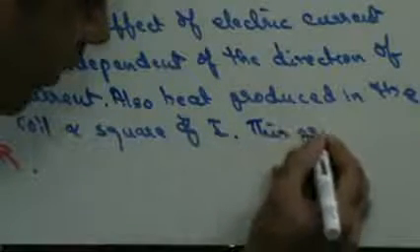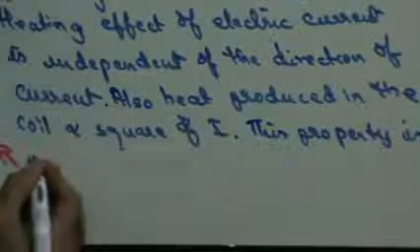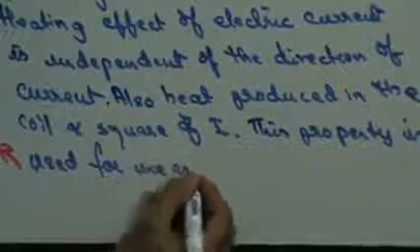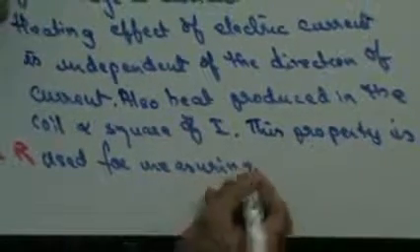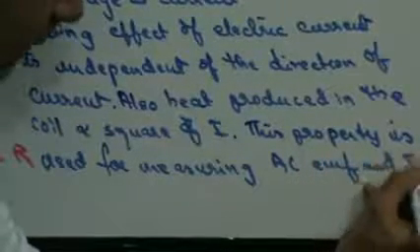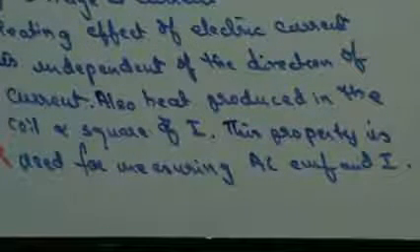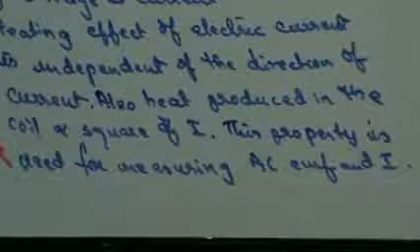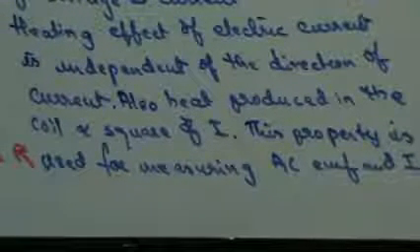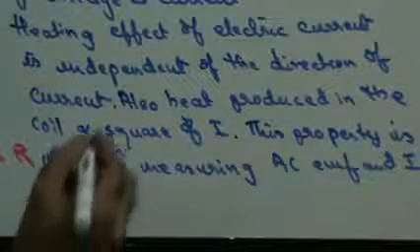This property is used for measuring AC, EMFs and current. Right? Now, let us assume that, guys, an alternating current has peak value I0 and is flowing through a resistor R, and the heat produced is H in time t.